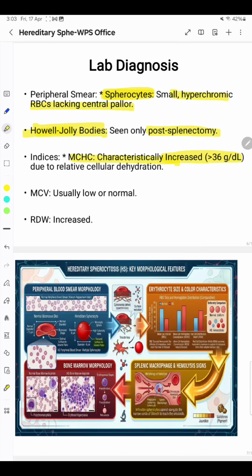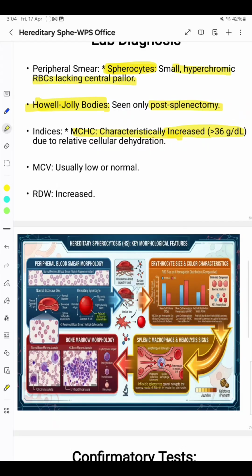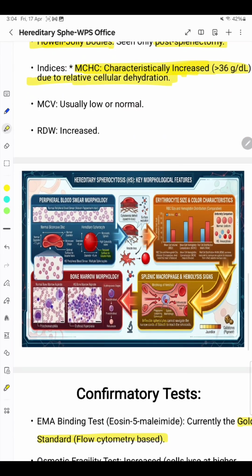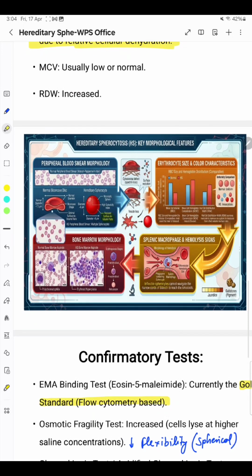Howell-Jolly bodies are the dark nuclear remnants, or DNA remnants, seen in post splenectomy patients, severe hemolytic anemia, and megaloblastic anemia. MCHC is characteristically increased in hereditary spherocytosis due to relative cellular dehydration. MCV can be normal or low. Red cell distribution width is increased.